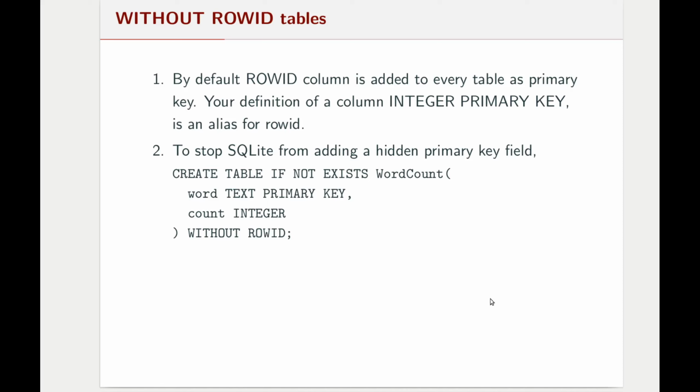Let's now look at without row ID tables. By default, a row ID column is added to every table as a primary key, whether or not you define your own primary key. If you have a column of type integer primary key, then that column name is treated as an alias for row ID. Let's see what that means.